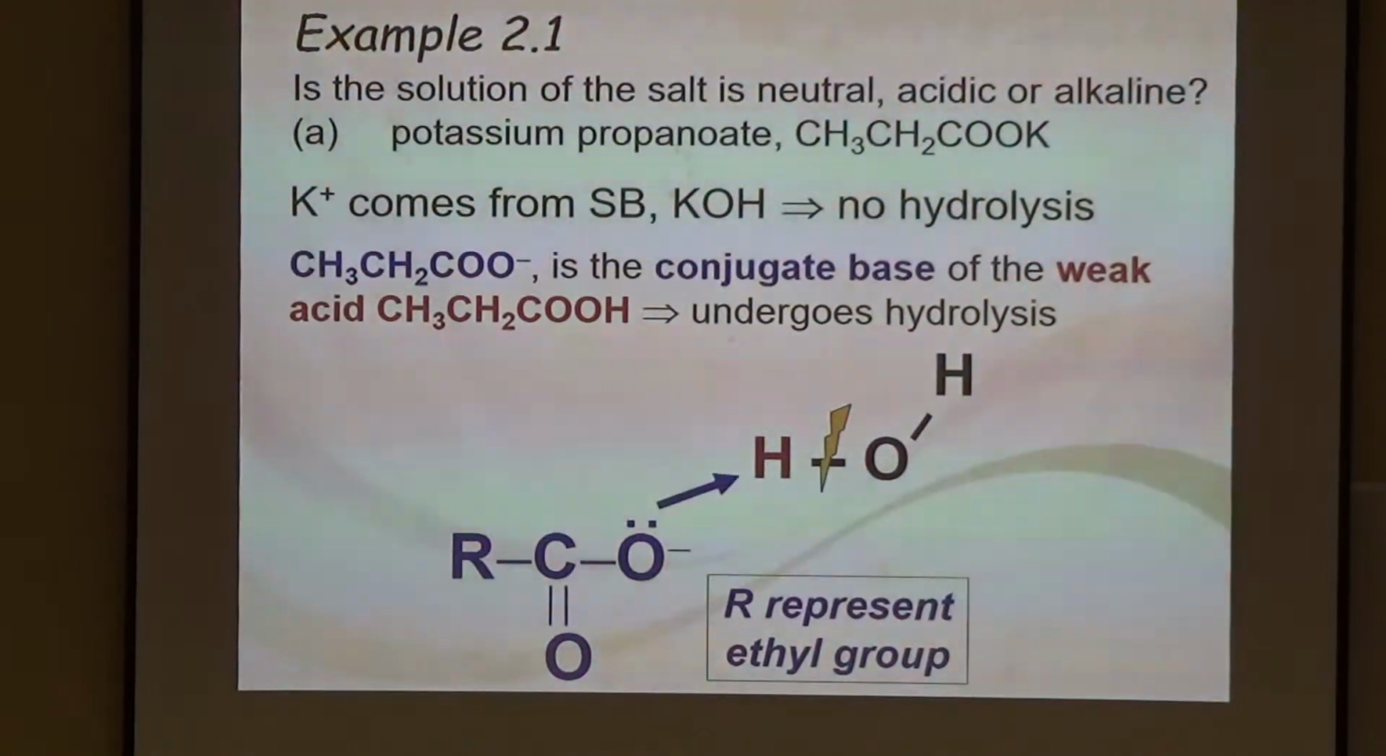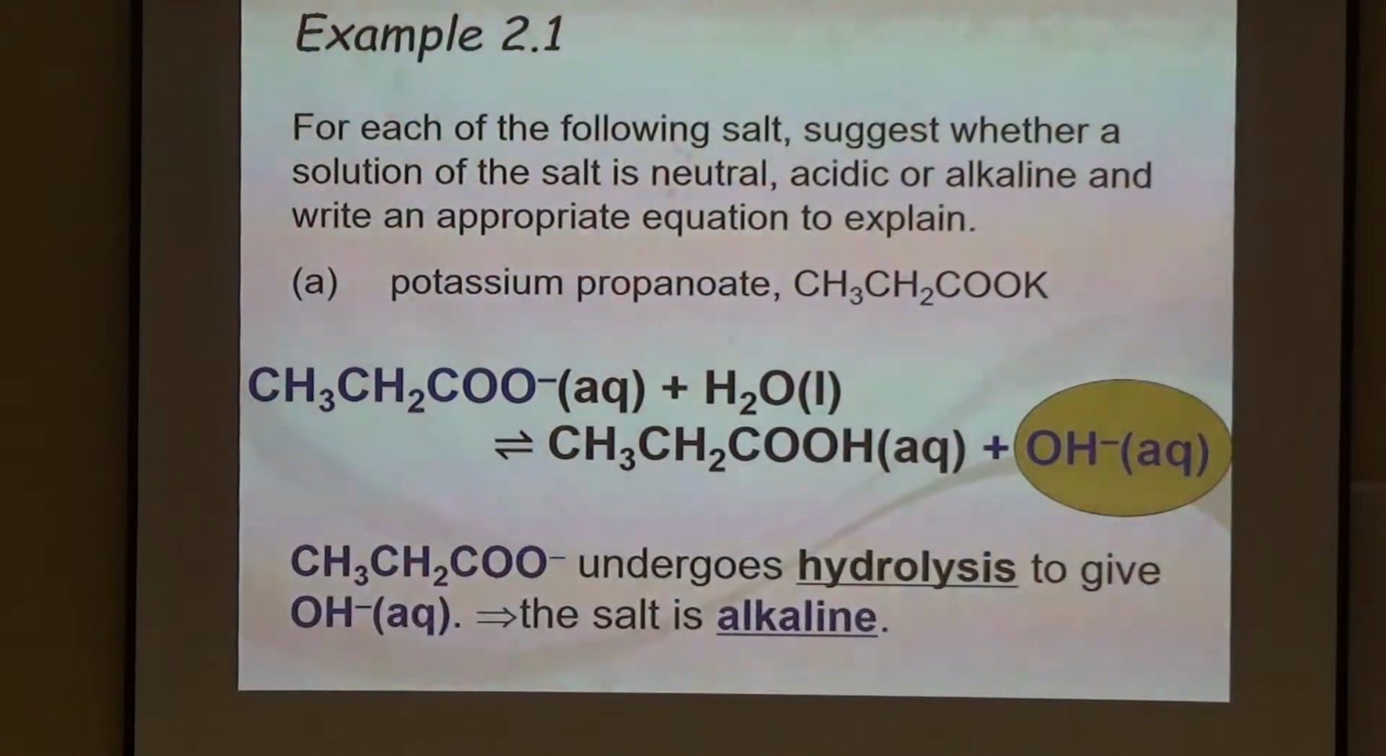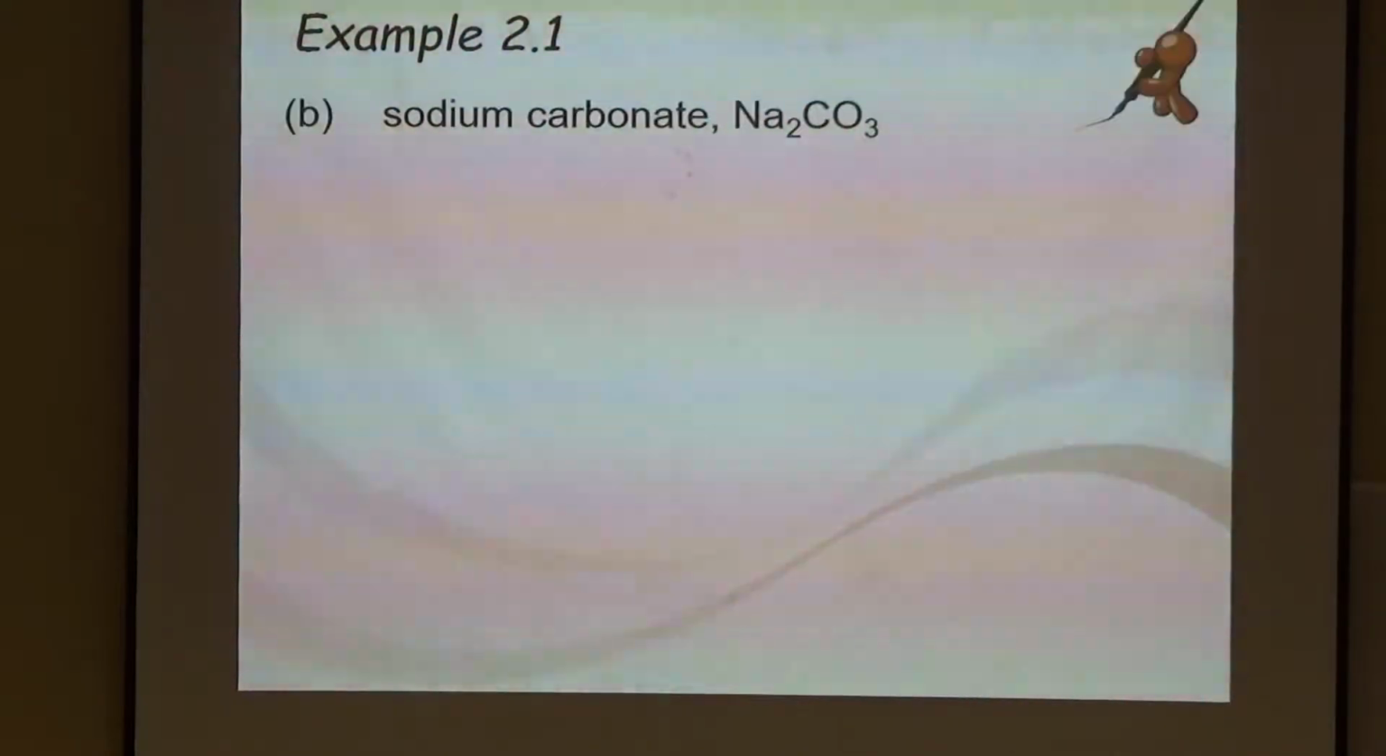Therefore, there's a dative bond formed between the O minus and the H. That will be your equation. So you have an excess of OH minus. CH3CO minus undergoes hydrolysis to give you OH minus, so the salt is alkaline. Okay, so you have that. Let's look at sodium carbonate.